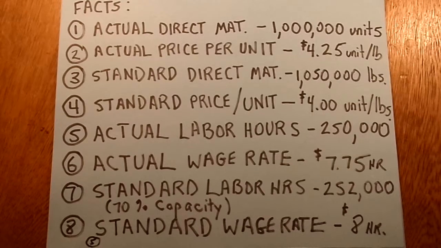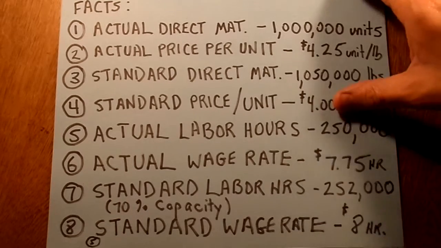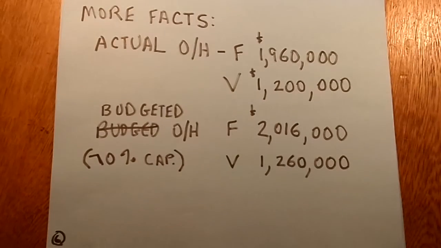In other words, we might have budgeted what the cost would be at 70% of capacity, what they'd be at 80%, what they'd be at 100%, and we found that where we are in this case is 70%. Our standard wage rate, or our budgeted wage rate, is $8 an hour. There are a few more facts.